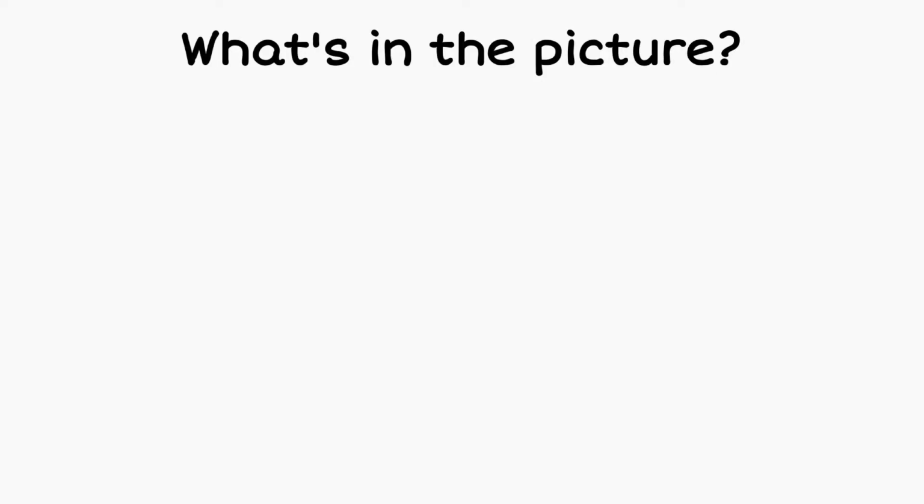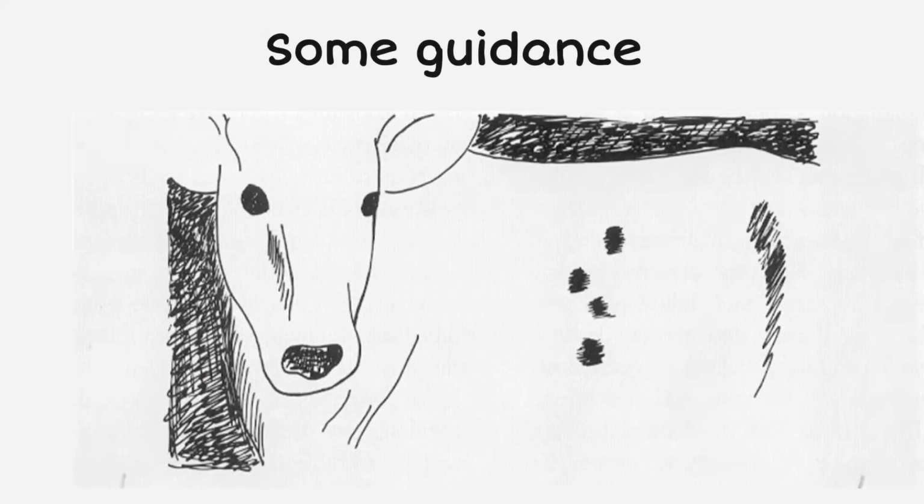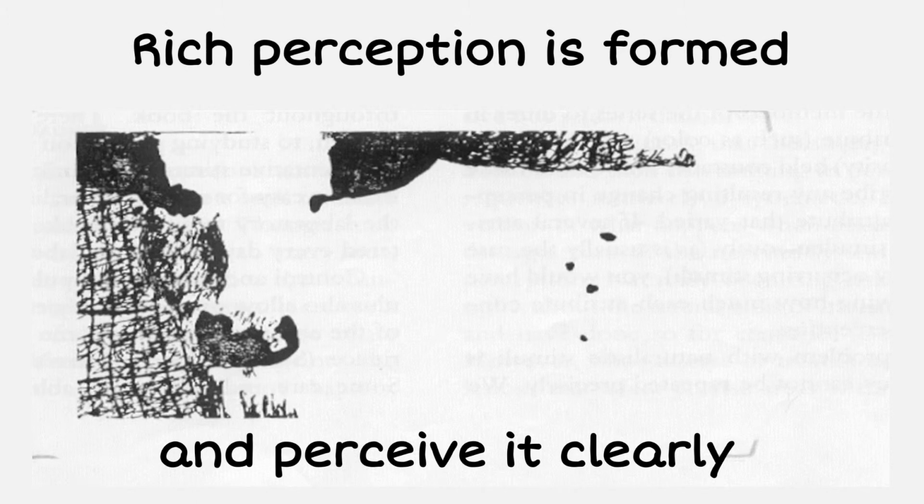For example, this stimulus is not typical to any of the stimuli we have previously seen. But with additional information, we can quickly update our expectations for this type of object and perceive it clearly.